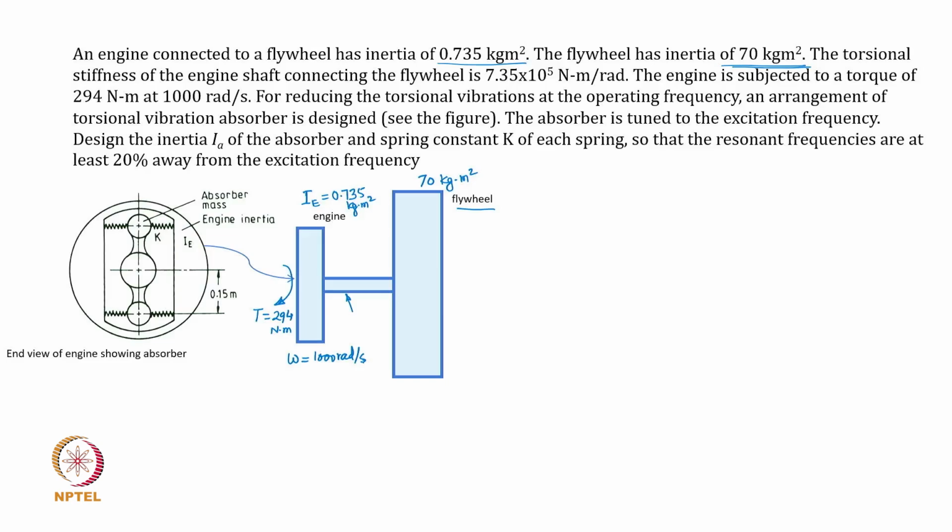Now here we are talking of a torsional vibratory system, not a normal linear vibratory system which we have been seeing. So this is nothing but a torsional vibration to be solved for. So for reducing the torsional vibrations at the operating frequency, an arrangement of torsional vibration absorber is designed. Now that design is shown here. This is your torsional vibration absorber.